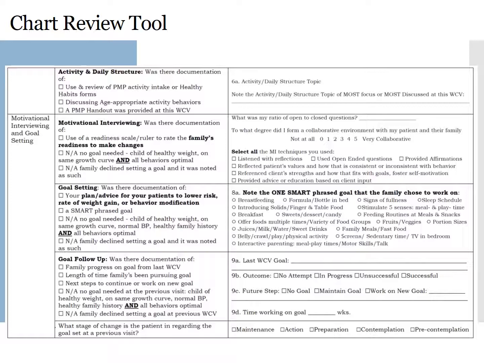Similarly, looking at activity and daily structure, you'll note that the same things are completed here, but for activity. The final portion of your chart review will consist of looking at motivational interviewing and goal setting. Based upon the child's risk assessment and your review of activity and dietary habits, you'll determine whether or not you feel that a behavior change should be made and evaluate the family's readiness to make a change. Families may be on the right path, having a healthy weight, the child is on the same growth curve, and all their diet and activity behaviors may be optimal, so a goal may not be needed. Also, a family may decline setting a goal, and you've noted as such. So that will conclude your motivational interviewing component.